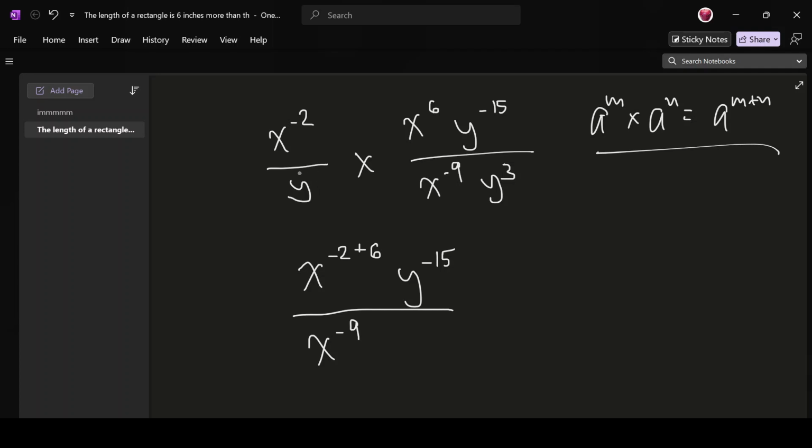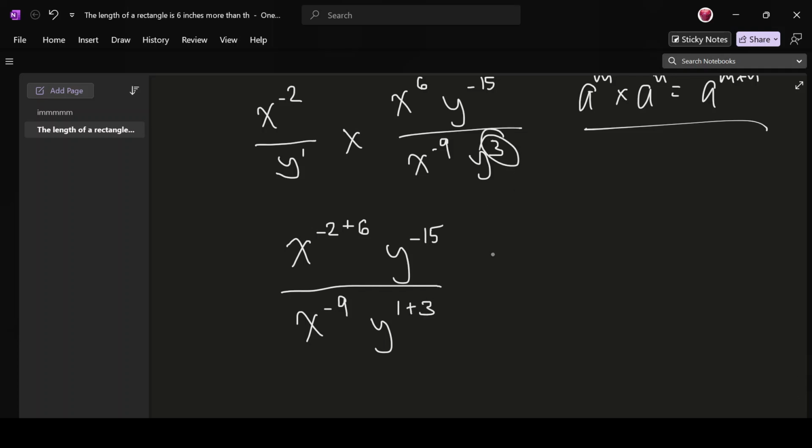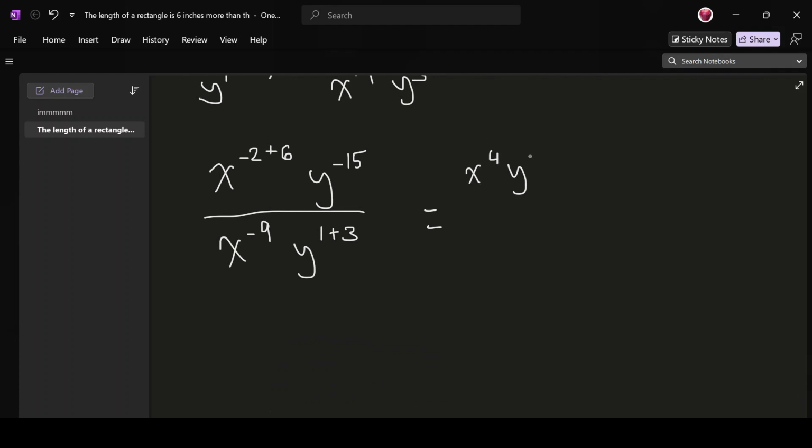And the y has a pair. This is y to the power of 1, right? So y is 1, to the power of 1 plus 3. Now we evaluate this. X to the power of negative 2 plus 6, that's 4. And y is to the power of negative 15, all over x to the power of negative 9, y to the power of 1 plus 3, that is 4.